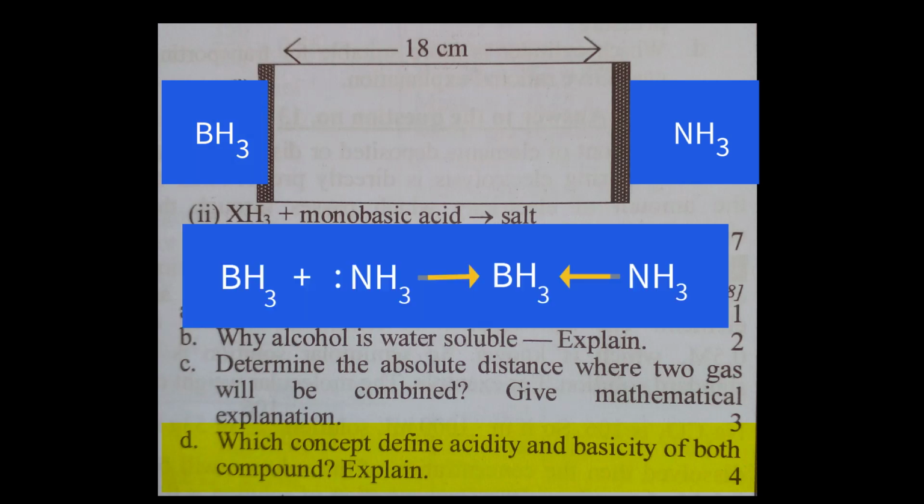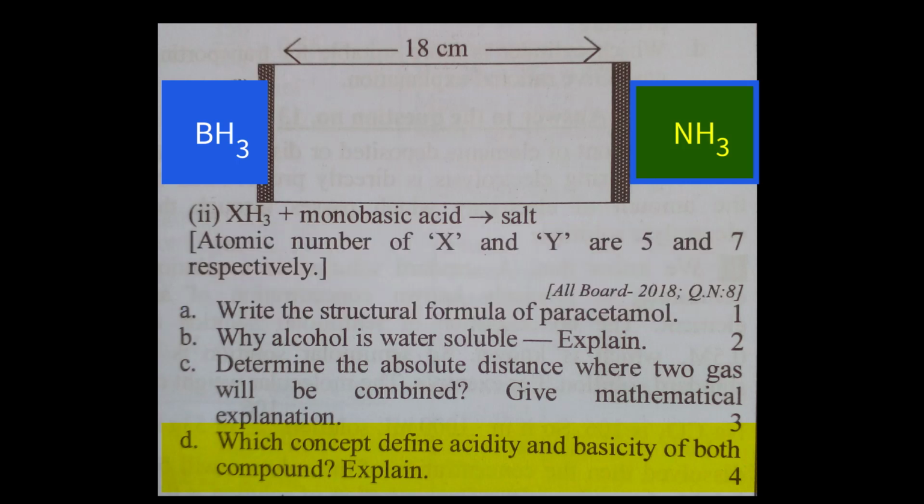Look at the reaction. See, BH3 reacts with NH3 and makes a coordinate bond. This is the lone pair of electrons. This arrow means coordinate bond, meaning nitrogen donates a lone pair of electrons to BH3. Therefore, according to Lewis theory, we can say that NH3 is a base and BH3 is an acid. And this is the answer for question number D.